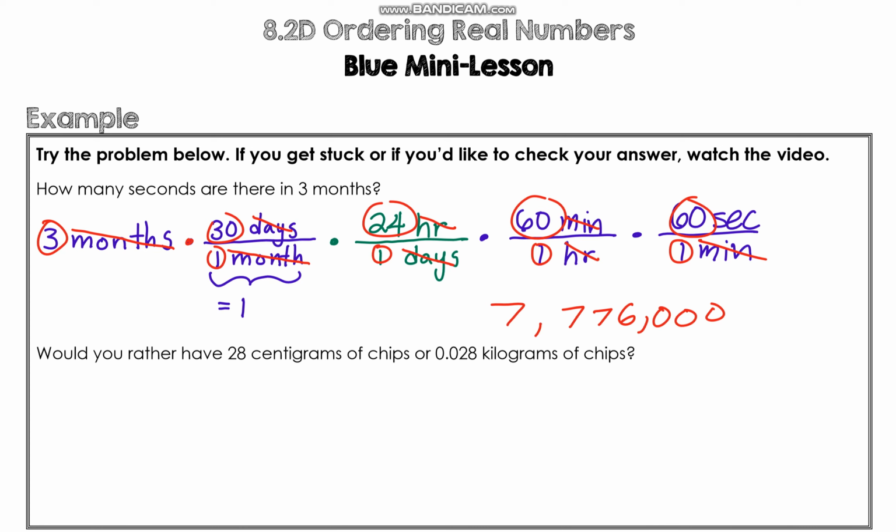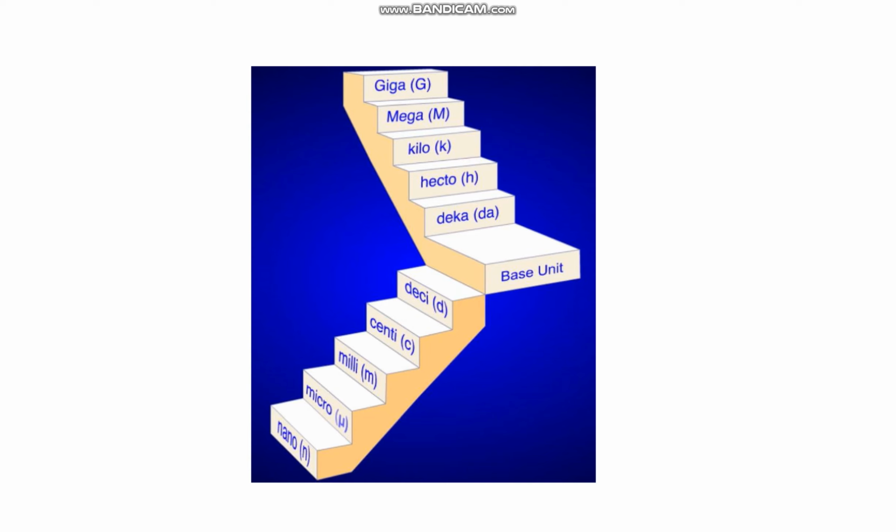Second, these are different units. Centigram and kilogram are different units, so we can't compare the two. The secret is, to compare numbers that are written as different units, we have to convert the units. But unlike months, days, and seconds, we might not be familiar with how centigrams and kilograms and grams are all related to each other. So everyone has a metric staircase.